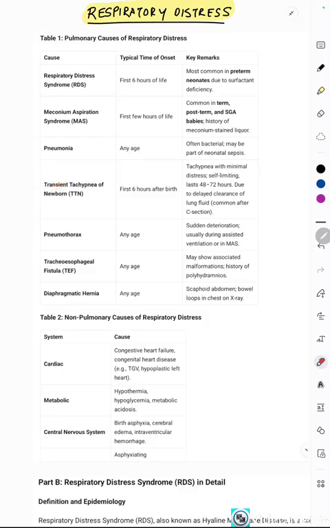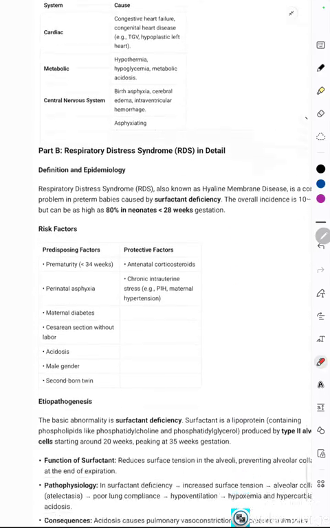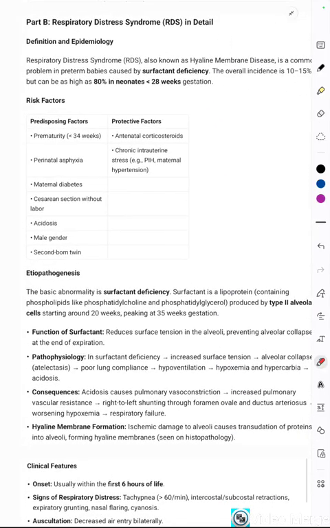Then diaphragmatic hernia at any age, where there's a scaphoid abdomen and bowel loops in the chest on X-ray, also leads to respiratory distress. Some other non-pulmonary causes include congestive heart failure, congenital heart diseases, hypothermia, metabolic acidosis, and central nervous system causes like asphyxia and intraventricular hemorrhage. So these are all the other causes that can lead to respiratory distress. Out of which the most important is the respiratory distress syndrome.